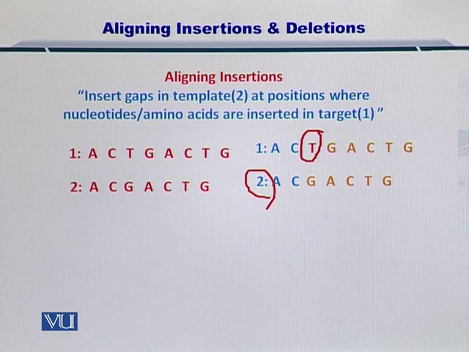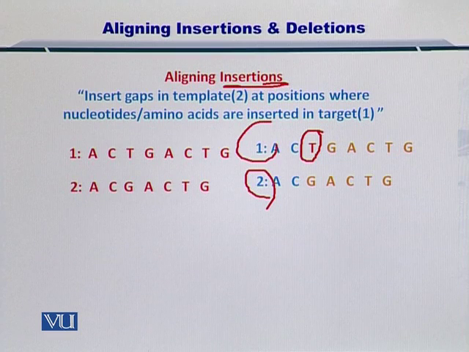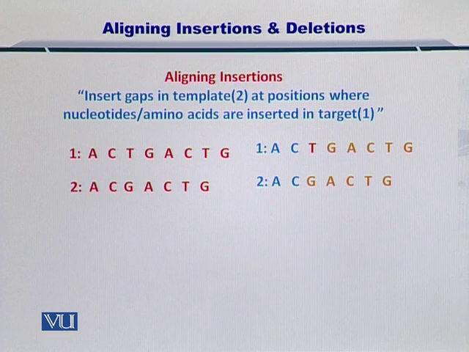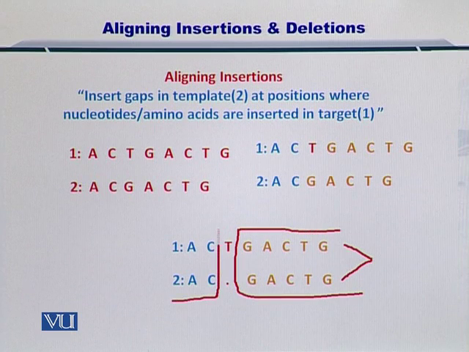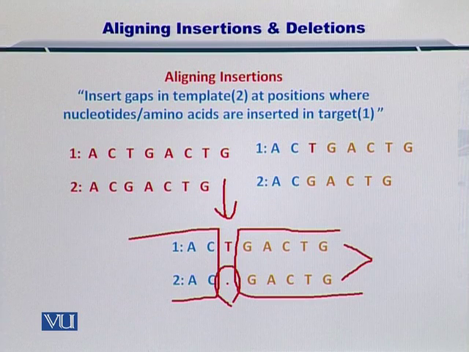So this is actually inserted into the target. This is what we call an insertion. To manage it in the alignment, we have inserted a gap, which is represented by this dot here. Now if you look at the template and the target, they are aligned very nicely for the matching portions, while for the portion which is not matching, it has a dot or a gap.